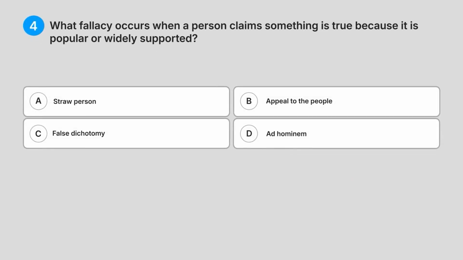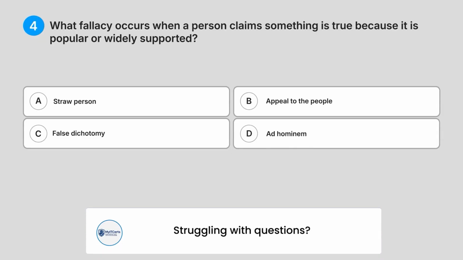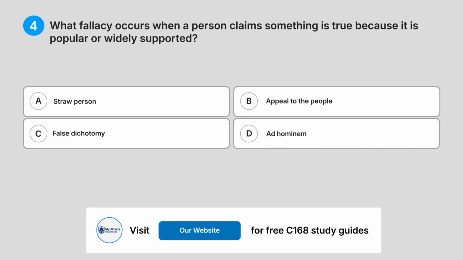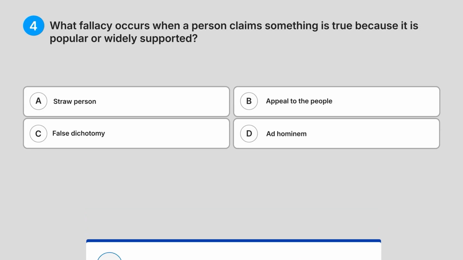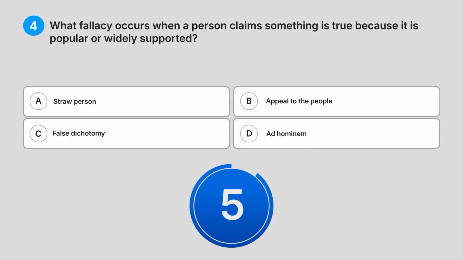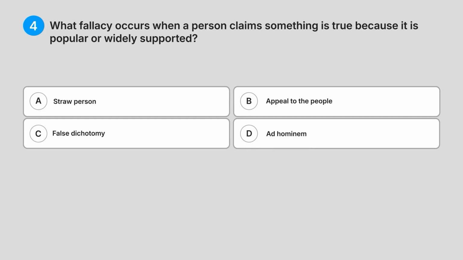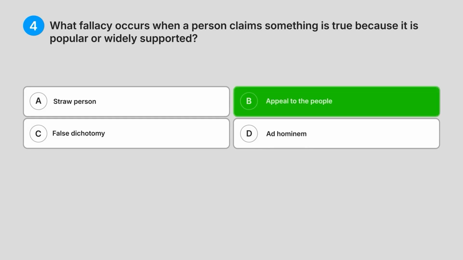4. What fallacy occurs when a person claims something is true because it is popular or widely supported? A. Straw person. B. Appeal to the people. C. False dichotomy. D. Ad hominem. What do you think is the answer? Correct answer, B. Appeal to the people.